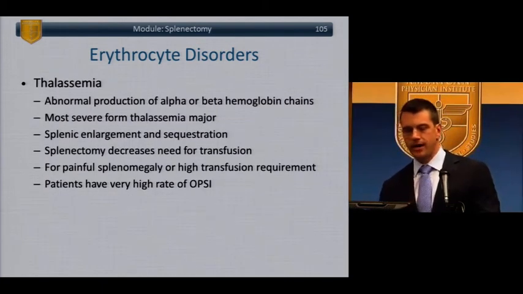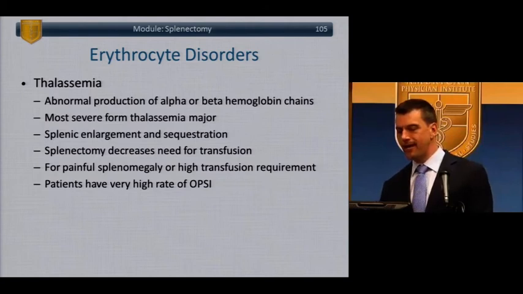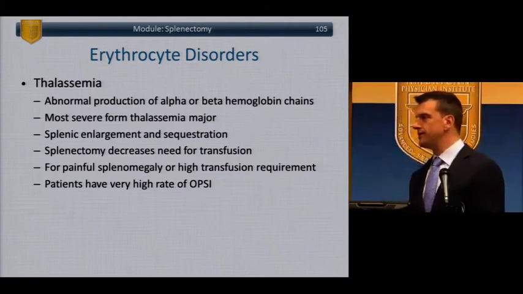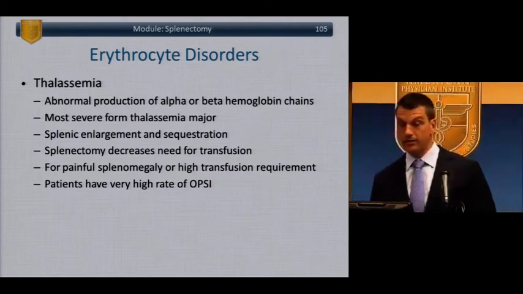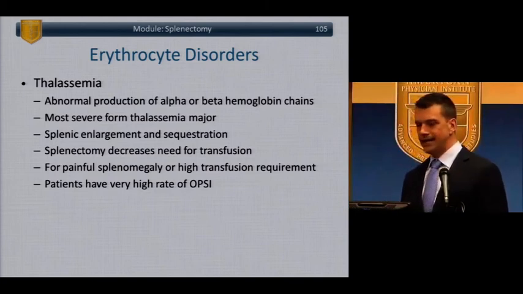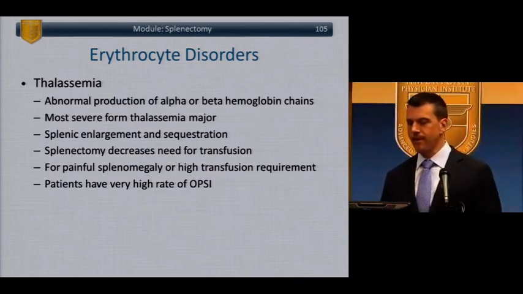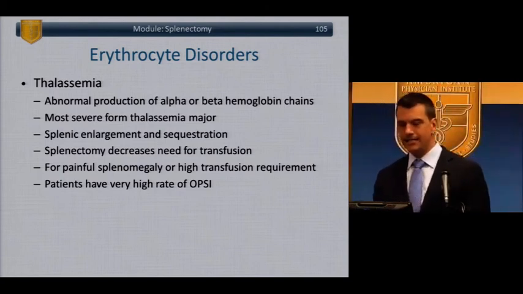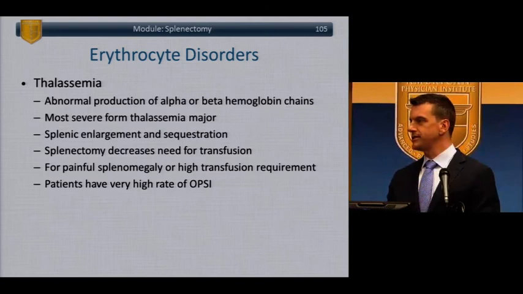Thalassemias are another abnormal production of the alpha or beta hemoglobin chain. The more severe form is thalassemia major. This can cause splenic enlargement and sequestration. Splenectomy will decrease the need for transfusions in these patients. For painful splenomegaly or a high transfusion requirement, that is the indication for removing the spleen.